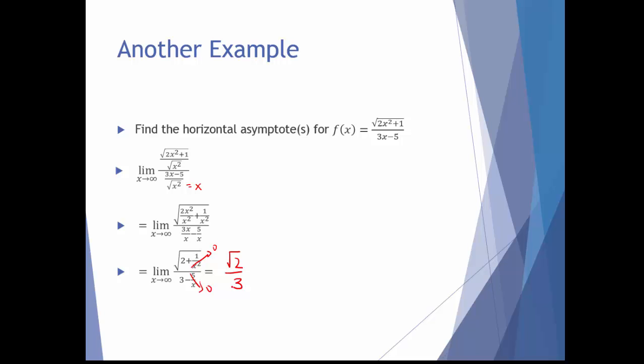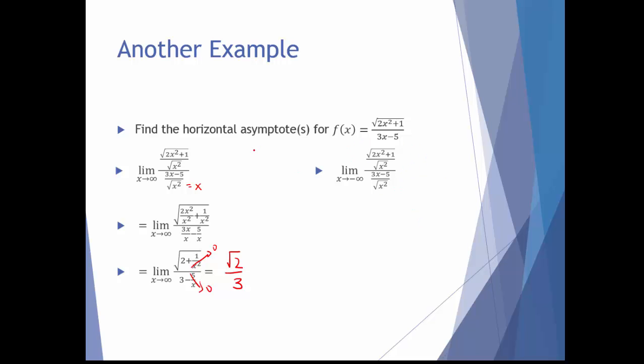So don't forget though, we also need to find the limit as x approaches negative infinity. And this one's going to be just a little bit more complicated. We're going to start it off in exactly the same way. We divide the numerator and the denominator by the square root of x squared because we want to be able to simplify the numerator, which contains a square root.